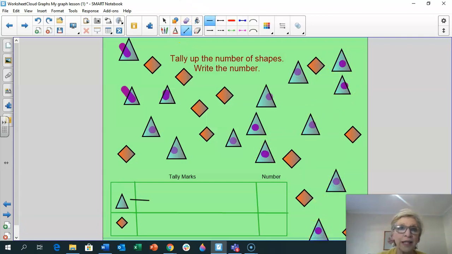Right, let's quickly do our tally. I've already done one there. So 1, 2, 3, 4, 5. I'm going to do 15 though. 6, 7, 8, 9, 10. The fifth one goes across there. And then 11, 12, 13, 14, 15. And each time you see that, you know to count in fives. It makes it easier for you to tally it up and count it at the end.